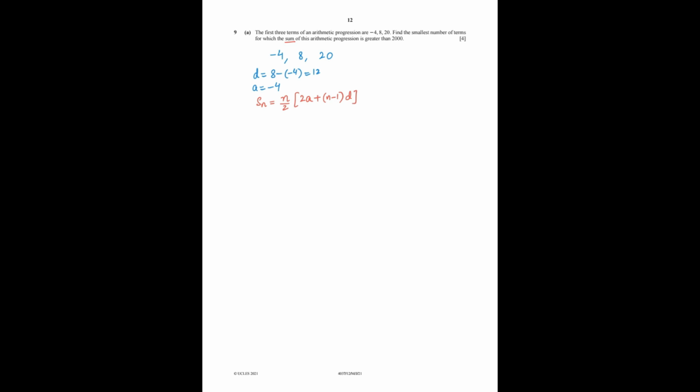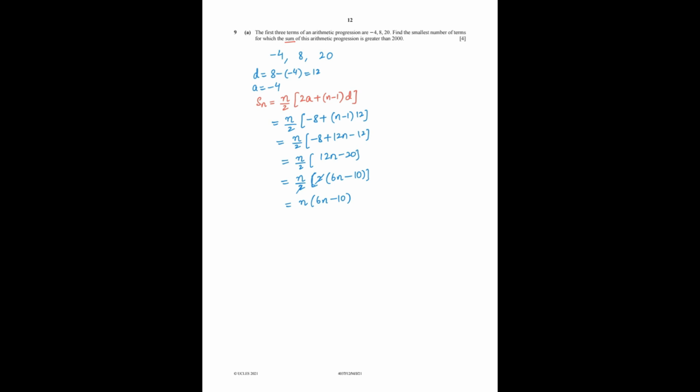We need to find out the value of n here, so it will be n divided by 2. A is -4, so it's -8 plus n minus 1, and d is 12. We can simplify it: n upon 2 times -8 plus 12n minus 12, or n divided by 2 times 12n minus 20. Take common 2 inside the bracket, it's 6n minus 10, and 2 and 2 cancel, so it's n into 6n minus 10.